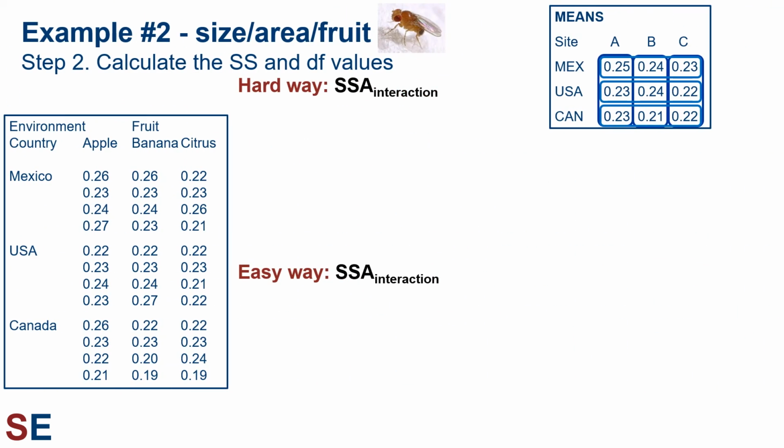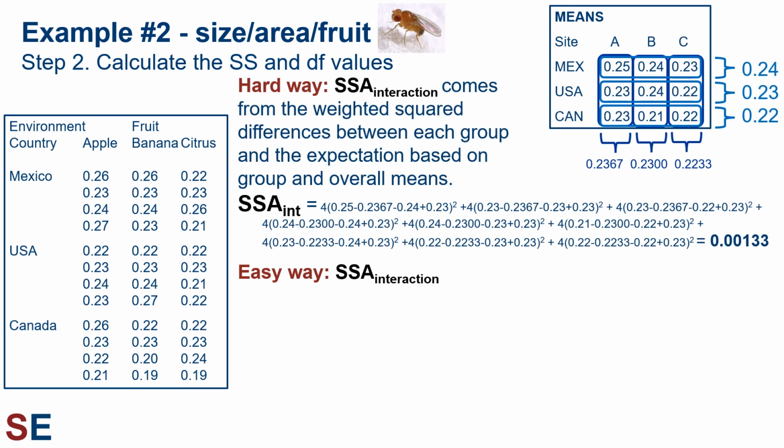As before, when thinking about the SSA interaction, there's the hard way and the easy way. The hard way is using the fact that the SSA interaction comes from the weighted squared differences between each group and the expectation based on group and overall means. We compare each group mean to the means for its factors, and the overall mean is shown, and if we do that, we get a value of 0.00133, but only after a lot of calculating and chances for making mistakes.